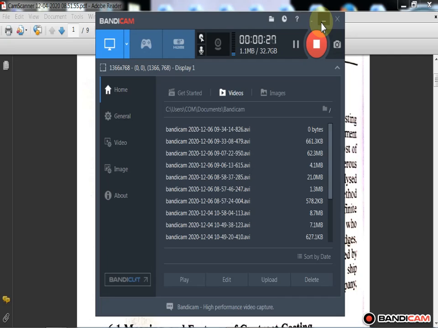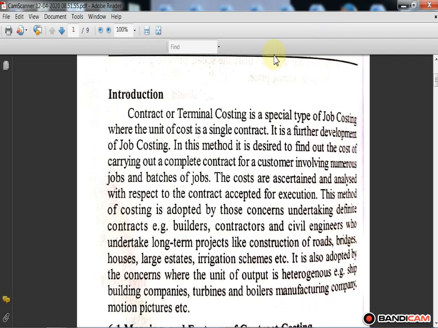In today's lecture we are going to start unit number 4 of our syllabus, the last unit, that is contract costing. In this unit we have to study the introduction, meaning, difference and calculation of profit. Okay, so here, introduction.